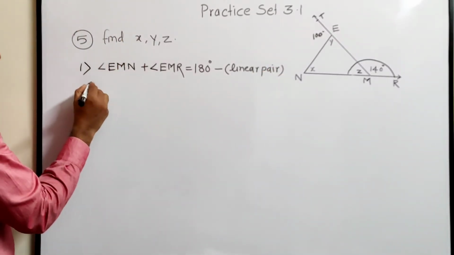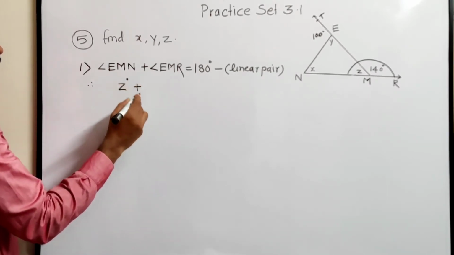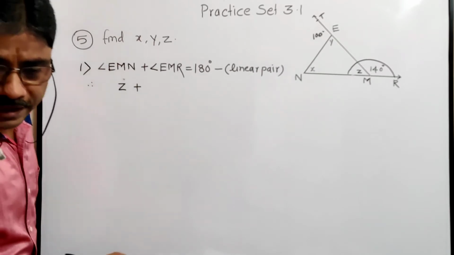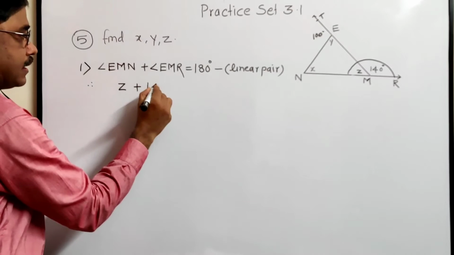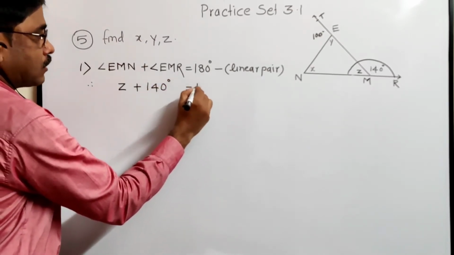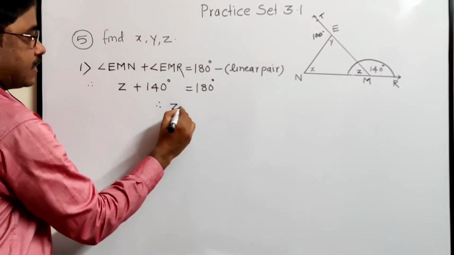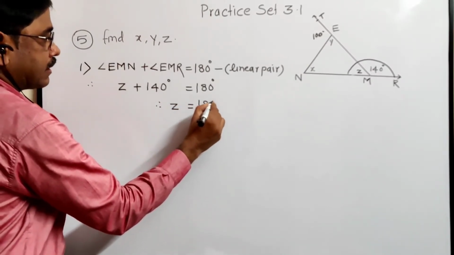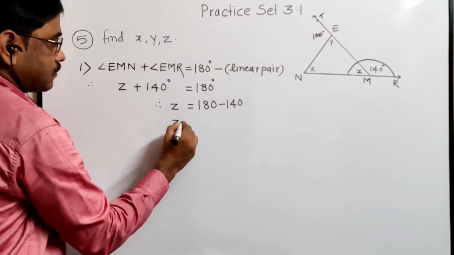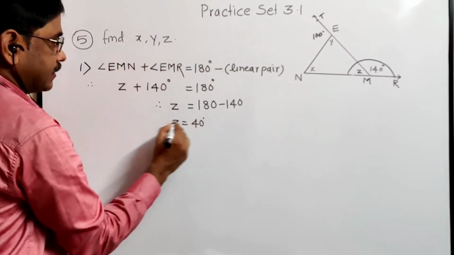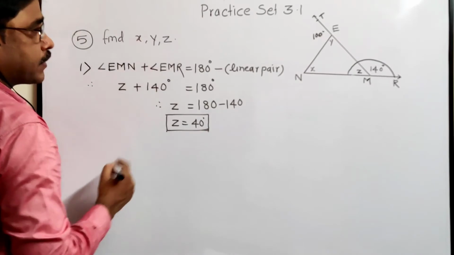Now substitute the values. EMN is given as Z degrees, or Z. Only XYZ is there. Z plus this 140 degrees is equal to 180 degrees. Therefore, Z is equal to 180 minus this 140. So Z is equal to 40 degrees. So in this way we get one value, Z is equal to 40 degrees.